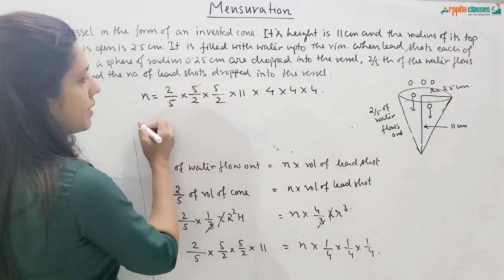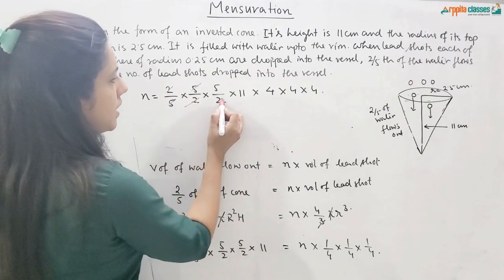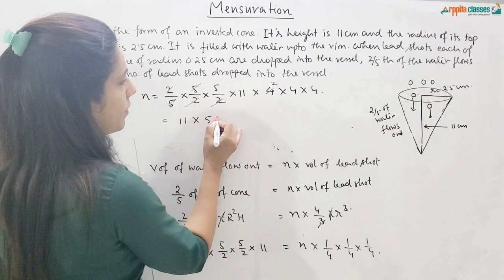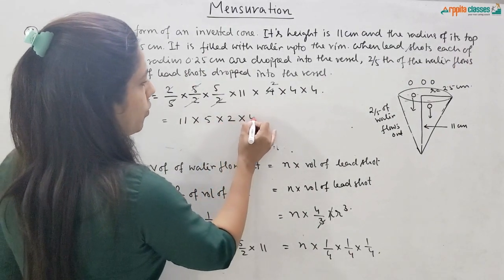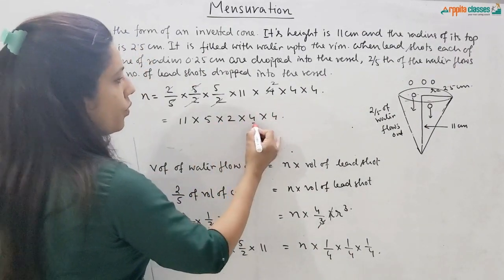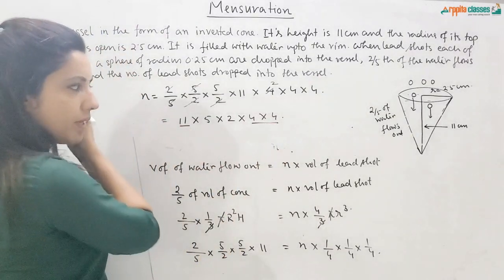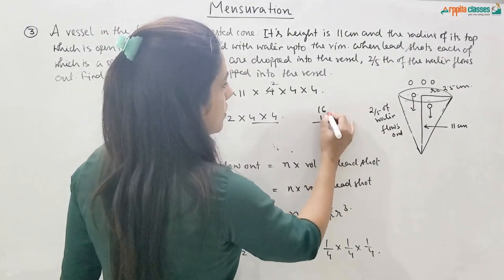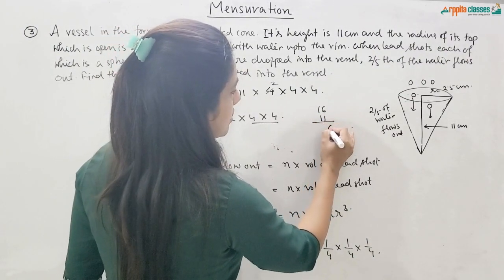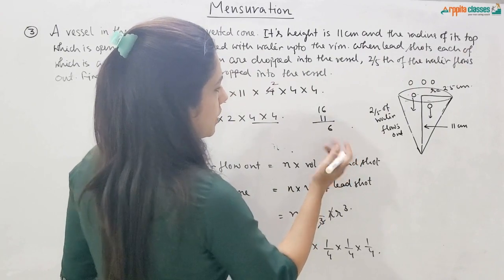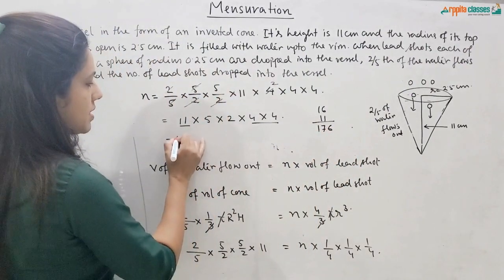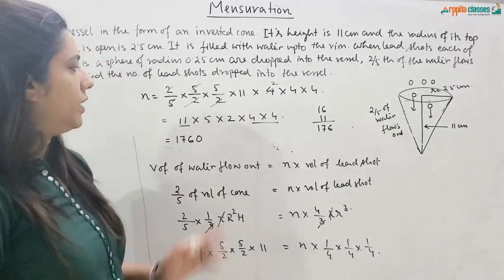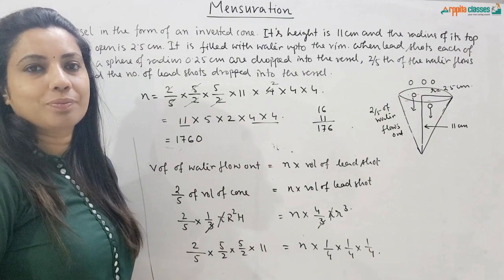So 5 and 5 get cancelled, 2 and 2 get cancelled, 2 and this is 2. So we get 11 into 5 into 2 into 4 into 4. So 4 into 4 is 16, 16 into 11 and then into 10. So 16 into 11, let us check. 176, and 5 2s are 10. So 1760 is the answer. So the number of lead shot is 1760.